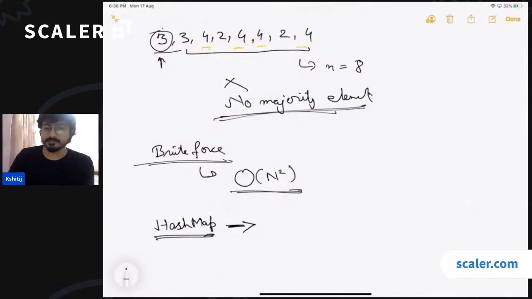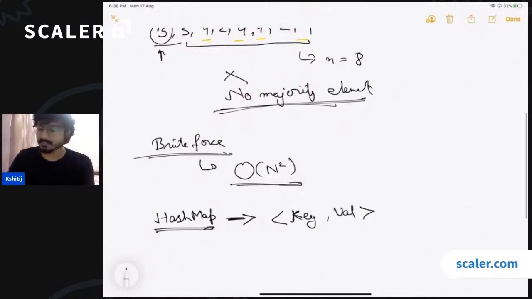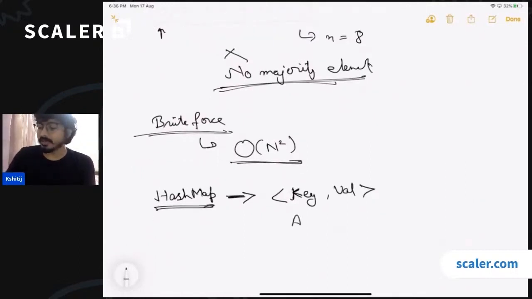If you use a hash map, since in a hash map you can store a key value pair, right? So a hash map is nothing but a key value pair. If you are using Python, you can think in terms of a dictionary. So the key can be your array element, and the value can be the frequency of that array element.